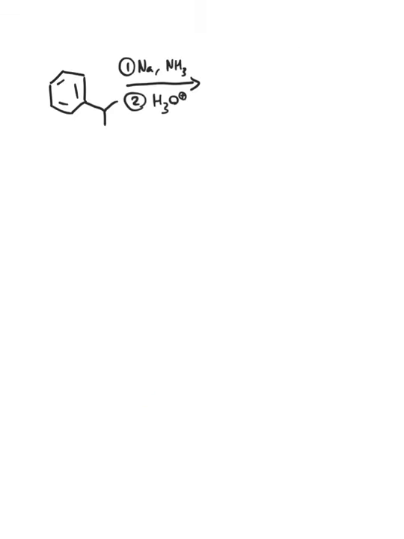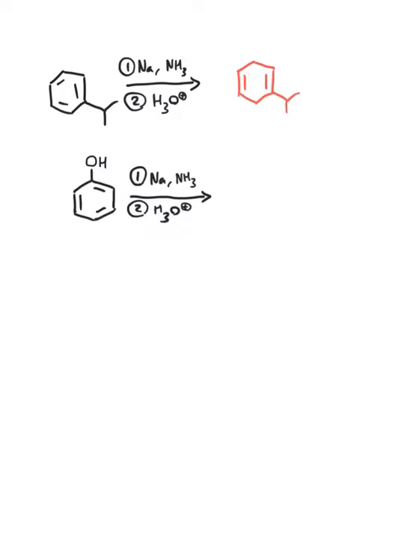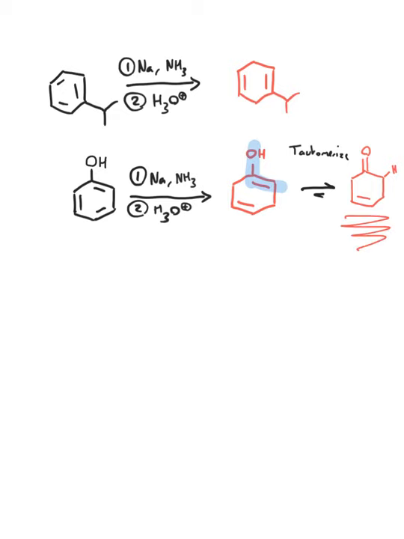So here is a practice problem. Pause now. And here's the answer. Here's another practice problem involving phenol. Pause now. And here is a partial answer. I say partial because, as we can see, there is an enol, which of course is going to tautomerize to form a ketone, which is the final answer.